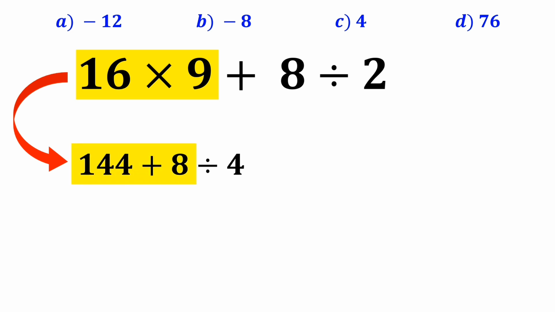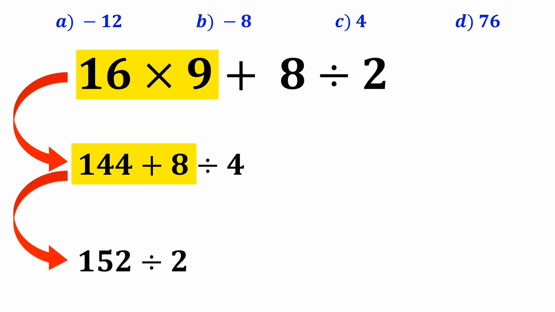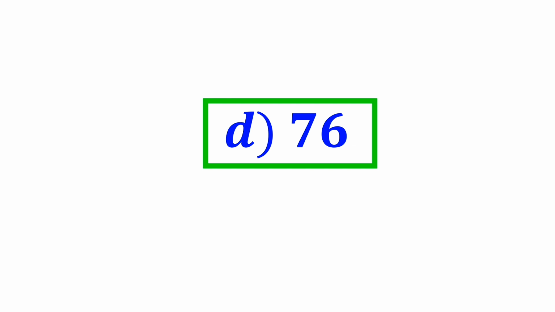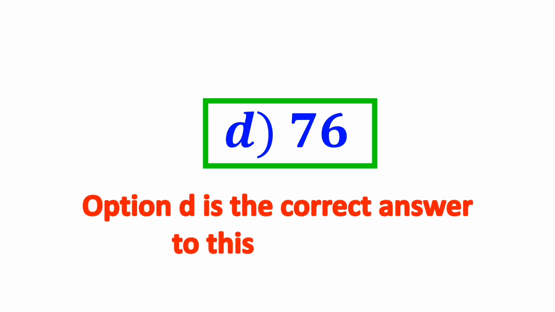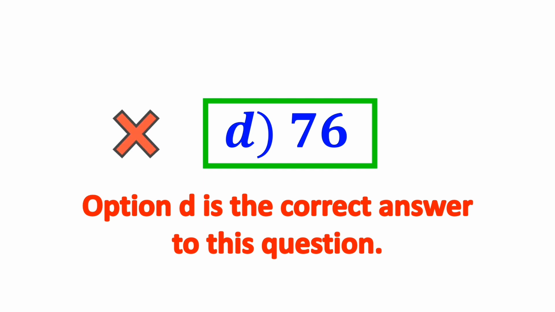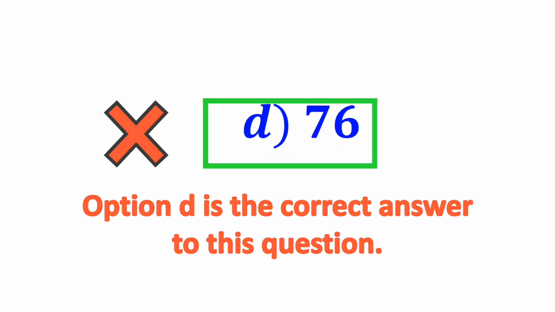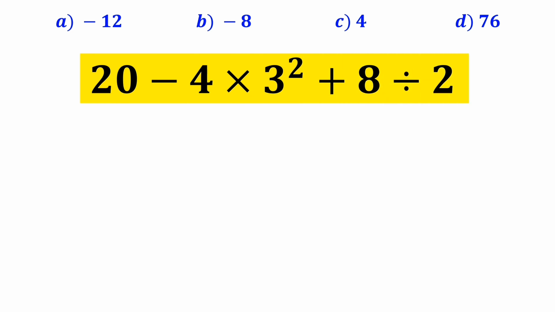Then they add 144 and 8, rewriting this expression as 152 divided by 2, which finally equals 76. Then, without any hesitation, they quickly say that option D is the correct answer to this question. But it's not the correct answer. Now let me show you how to solve this expression properly.